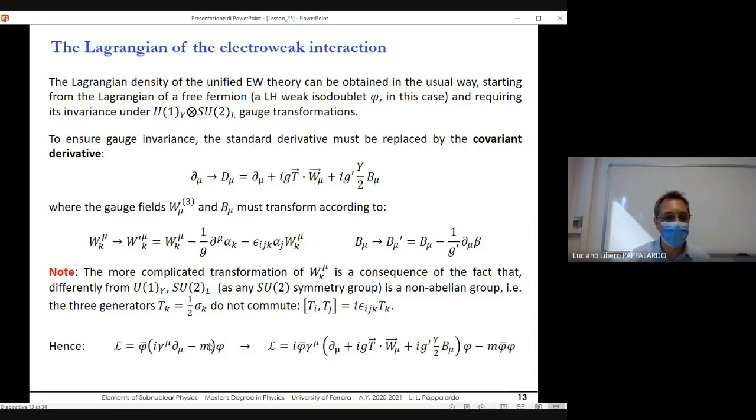Non-abelian means that the generators do not commute, as you know, and the Pauli matrices do not, of course. So we start from the free Lagrangian for a weak isospin doublet of fermions, and we introduce our covariant derivatives, and this is what we get here. So we have the covariant derivative term, and then we can put aside the mass term for the leptons.